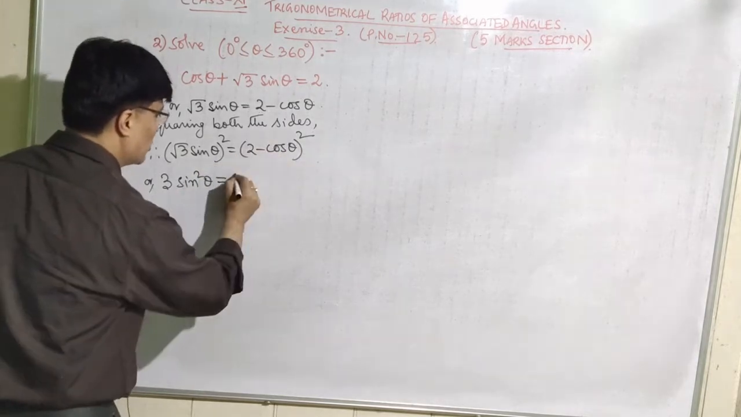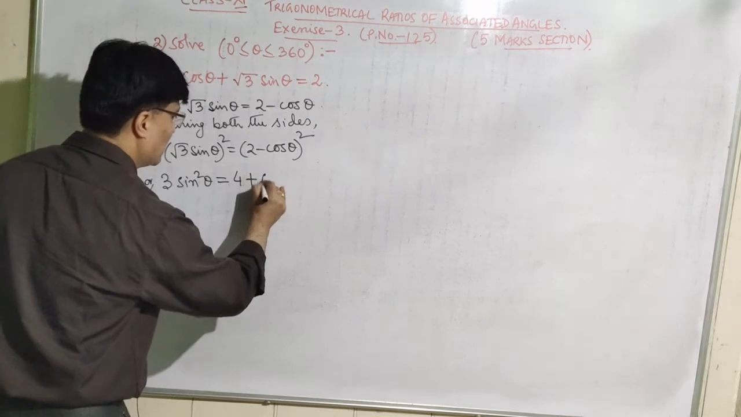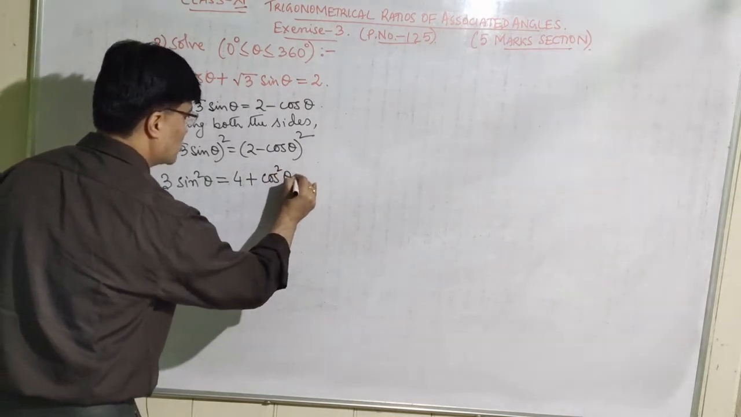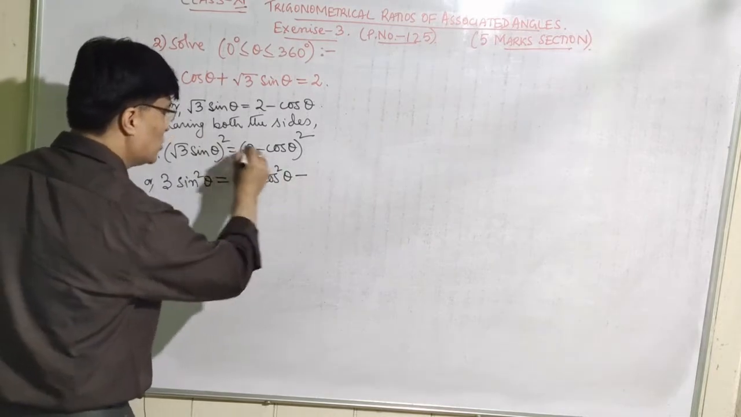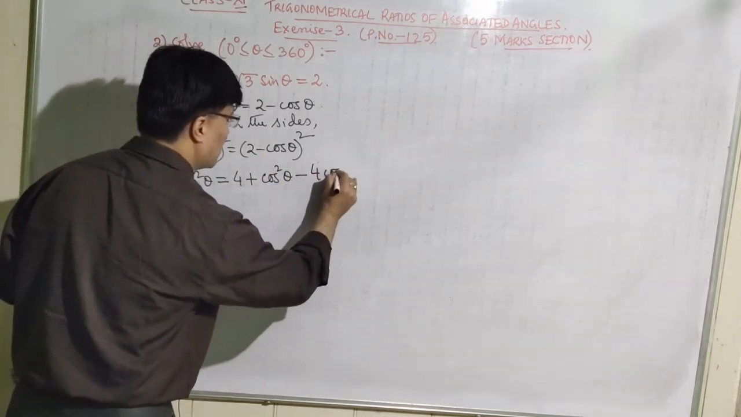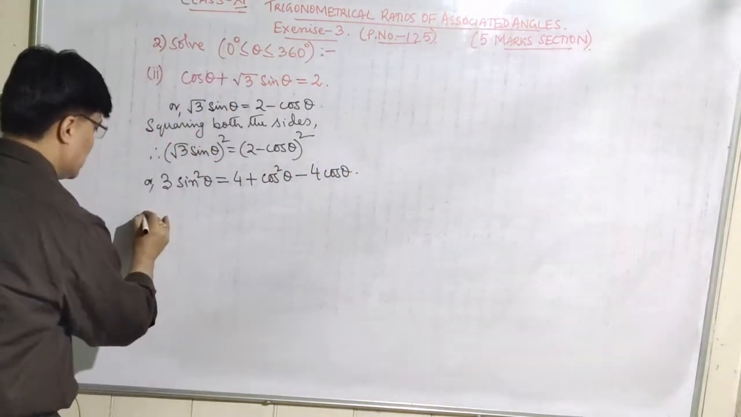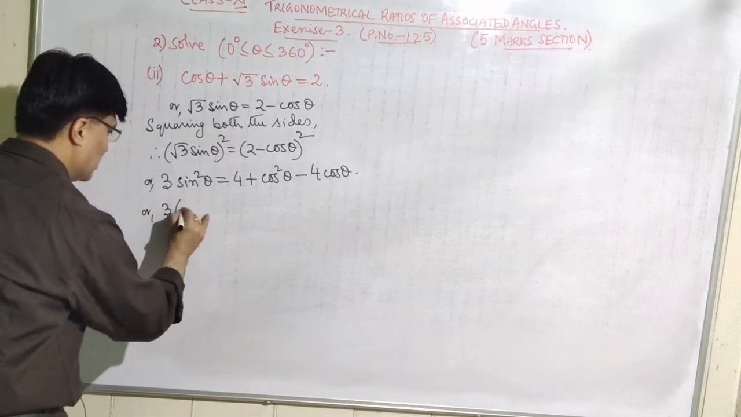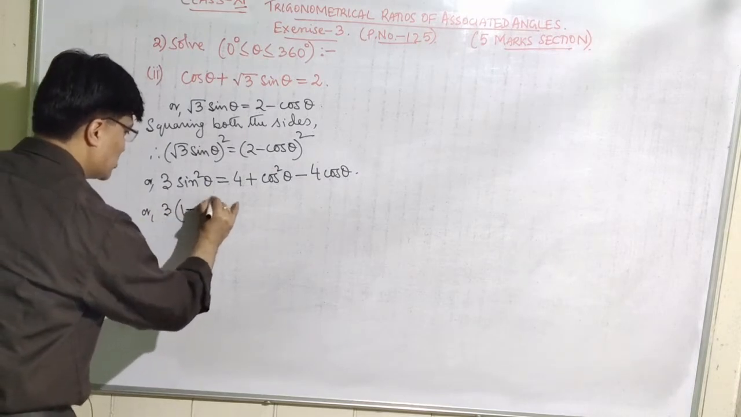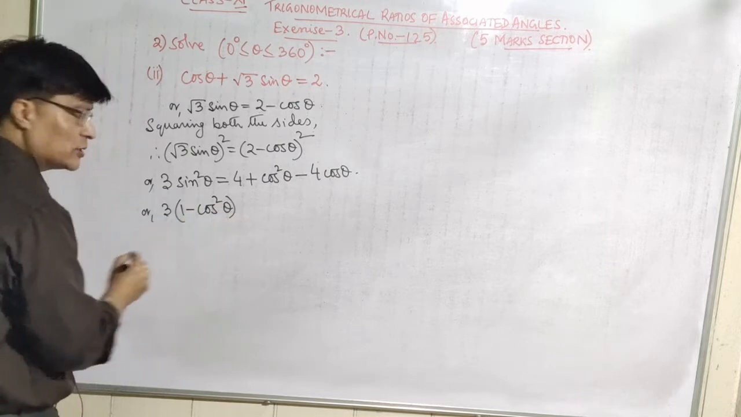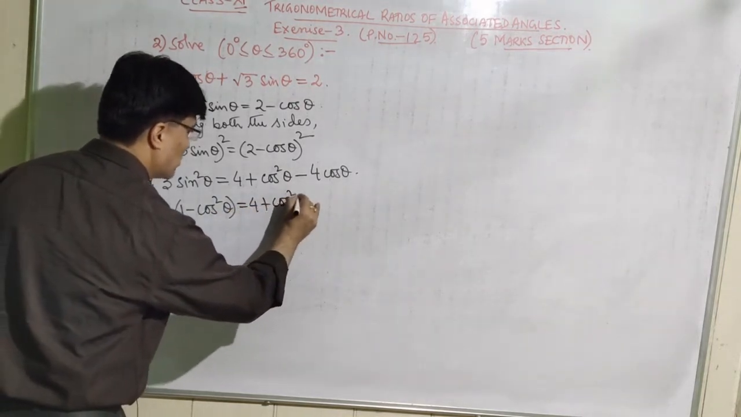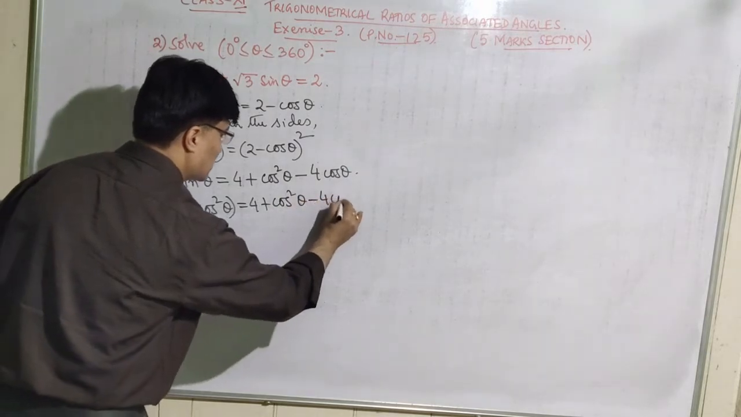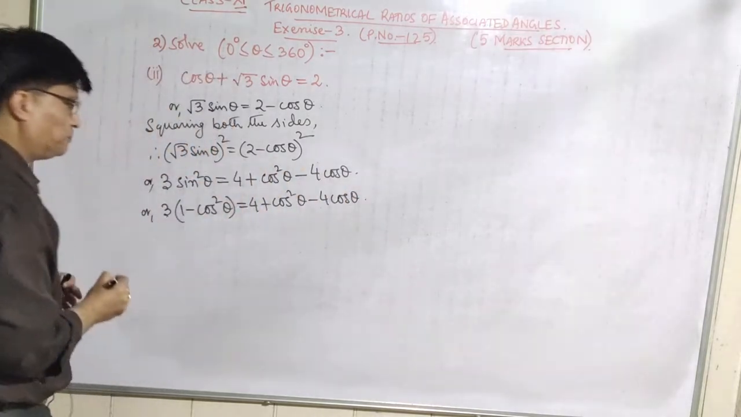What is a whole square? 2 whole square is 4, plus what is b whole square? It is cos square theta, minus twice ab. What is twice into ab? 2 into 2 is 4, then it is cos theta, right? So here we can write the sin square theta formula, 1 minus cos square theta, which is equal to 4 plus cos square theta minus 4 cos theta.